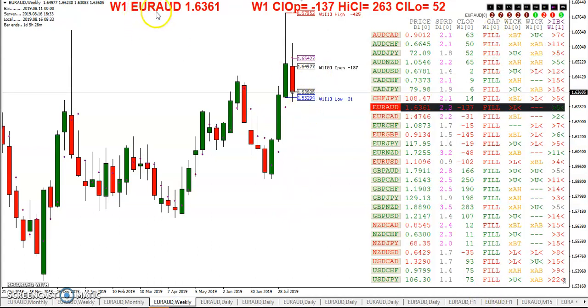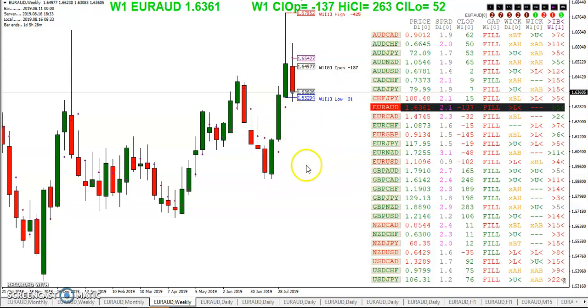The Euro Aussie went to the upper wick zone, came out of the upper wick zone, went out of the lower wick zone on the previous week. So there is money to be made trading wick zone trades.